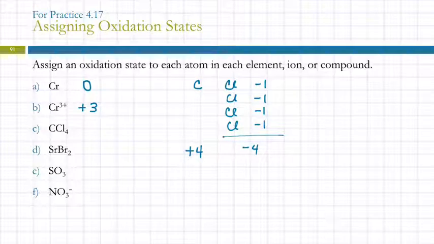We are assigning these oxidation states in the same way that we assigned charges when we were looking at the transition metals. Like if this was molybdenum or vanadium or something and we're trying to figure out what the charge on the ion would be, it's the same process. Okay? So the carbon has a +4 oxidation state, and each of the chlorines has a -1 oxidation state.